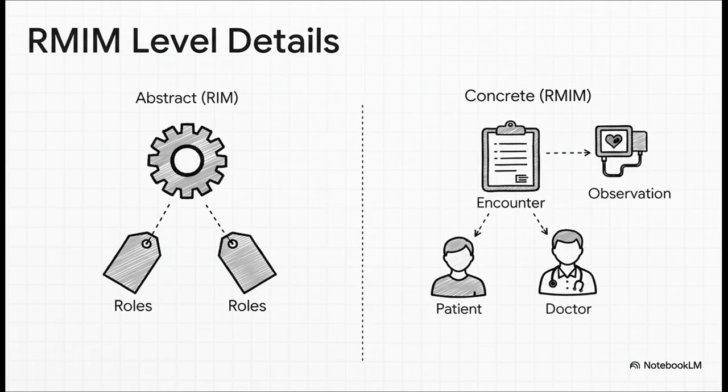Here, that generic act becomes a specific encounter. The roles become a real patient, John Doe, and a real doctor, Dr. Smith. And we can attach real data, like an observation. This is the level developers can actually use to build something.